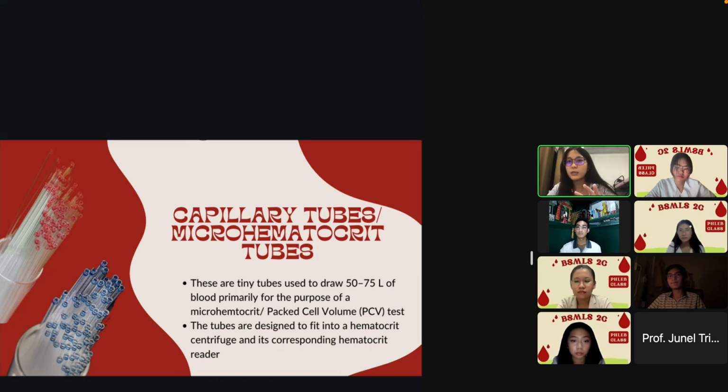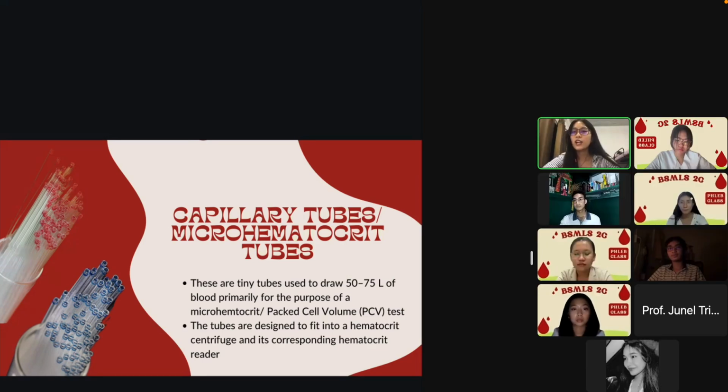So, ano yung itsura ng mga microhematocrit tubes? Yung nakikita nyo dyan sa PPT, microhematocrit tubes are glass or plastic capillary tubes used for blood collection and hematocrit determination. So, meron tayong, yung mga microhematocrit tubes na yan, may mga anticoagulants sa loob. So, these are tiny tubes used to draw 50 to 75 microliters of blood, primarily for the purpose of a microhematocrit or packed cell volume or PCV test. So they are designed to fit into a hematocrit centrifuge and its corresponding hematocrit reader.